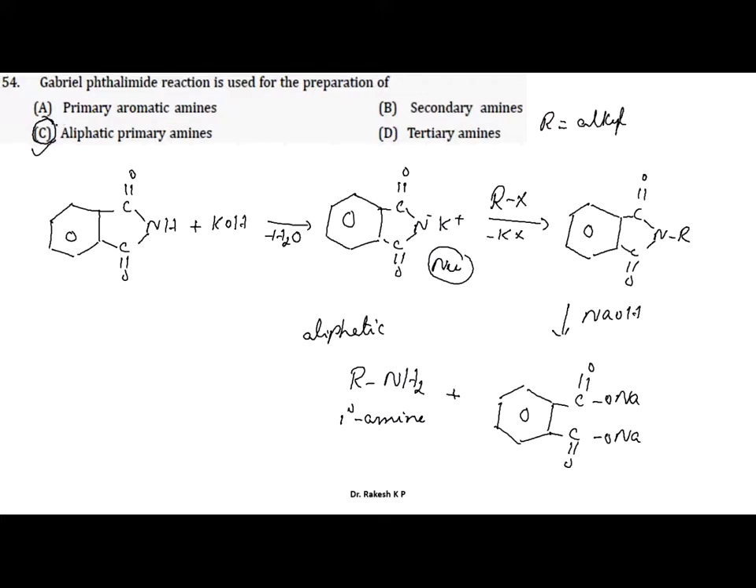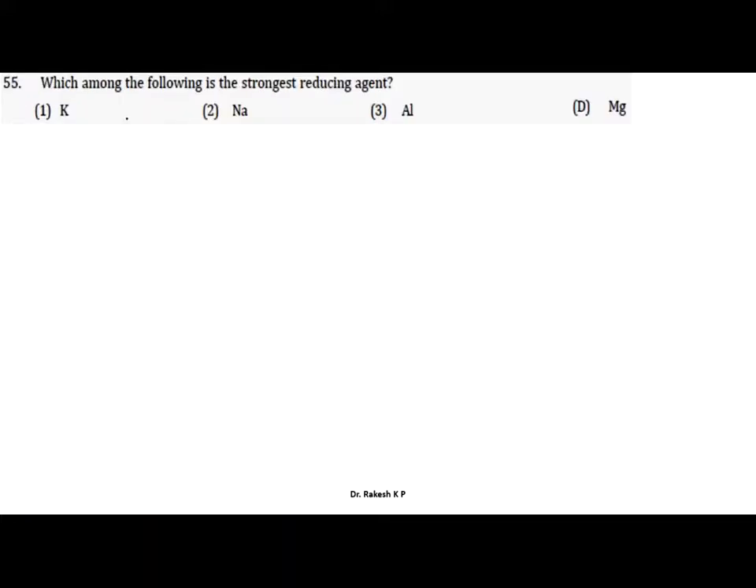Okay, next question. Which among the following is the strongest reducing agent? Generally we have to know that the first group elements act as the strongest reducing agents. We have lithium, sodium, potassium, rubidium, and cesium. According to the concept, cesium should be the strongest, but due to the higher hydration enthalpy of lithium, lithium acts as the strongest reducing agent.